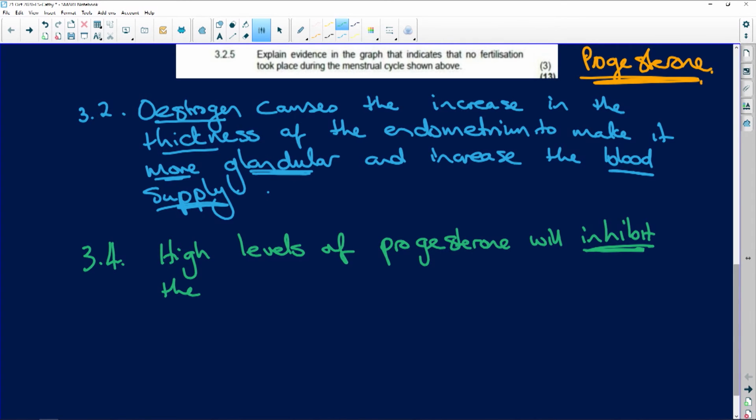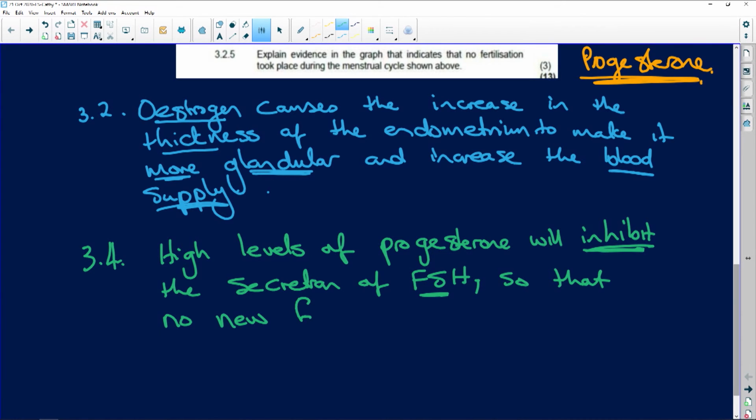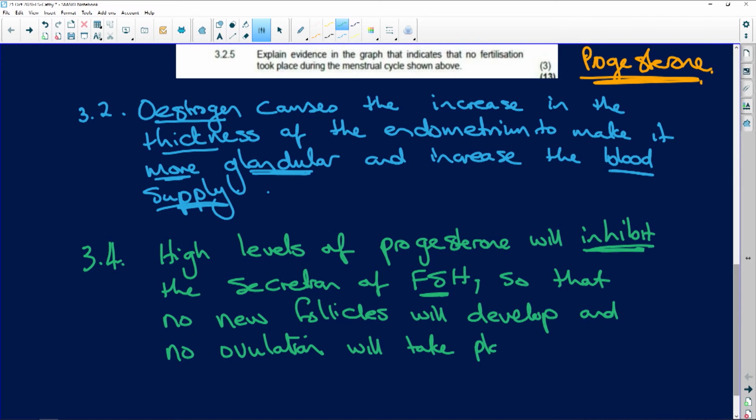It inhibits the secretion of follicle stimulating hormone, so that no new follicles will develop and no ovulation will take place. Now think about this logically. Let's say fertilization does take place. If progesterone doesn't inhibit the pituitary from releasing follicle stimulating hormone, the ovary is going to make another follicle, which will then mature at day 14 and release an ovum during ovulation.